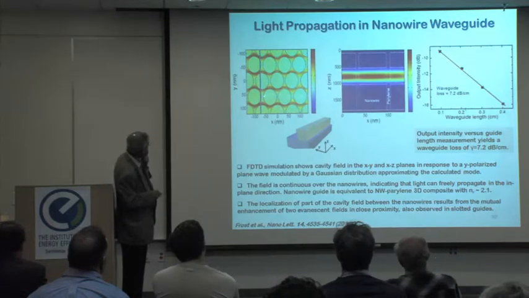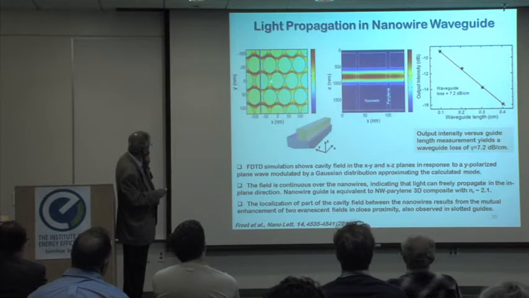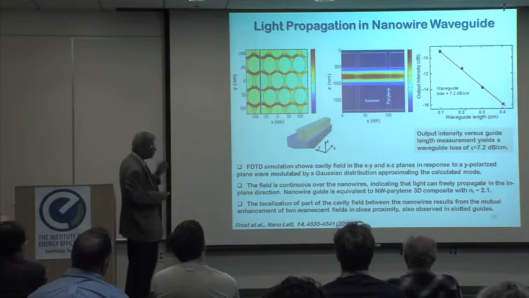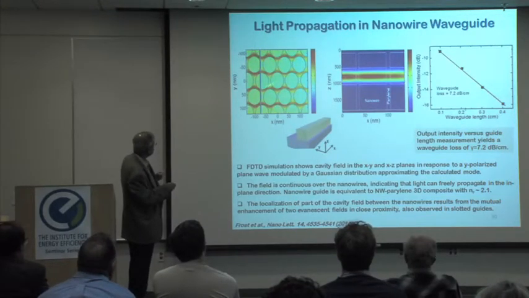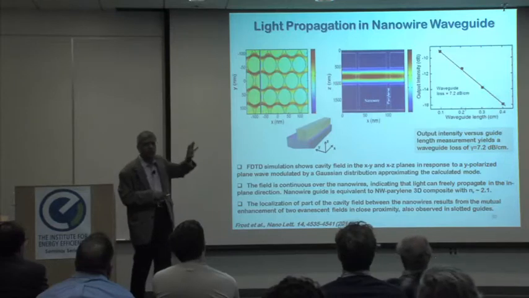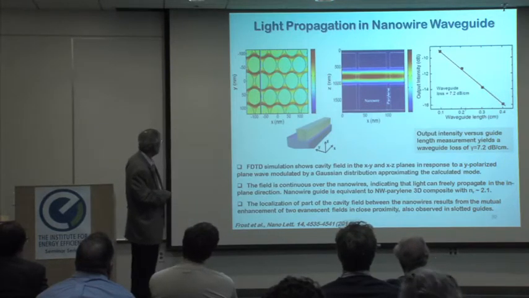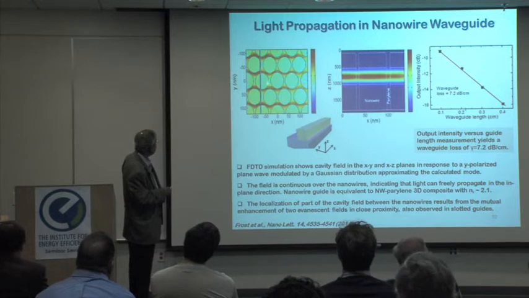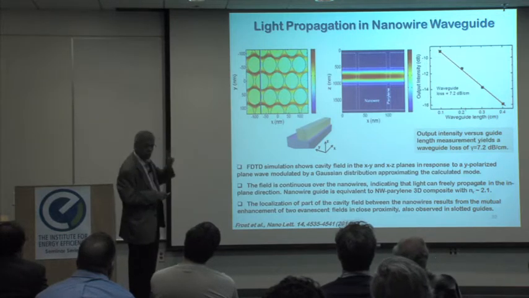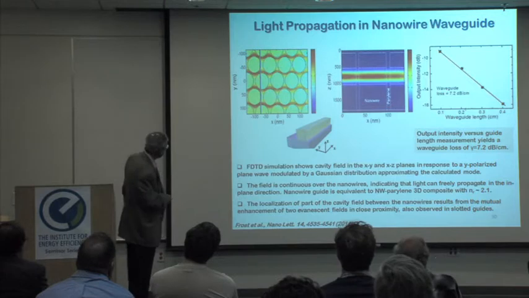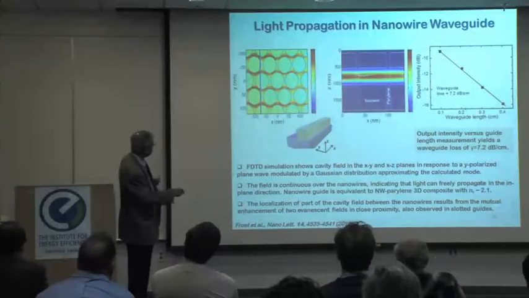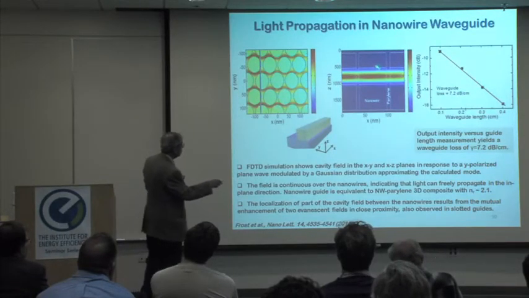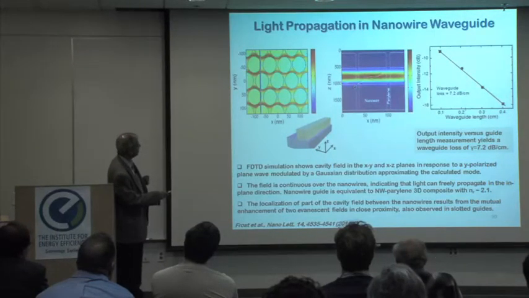Now there are some nuances that you see. You see that most of the energy is in between the nanowires, and this is due to the mutual enhancement of 2 evanescent modes in close proximity in the sub-wavelength space. And this is a well-known phenomenon in slotted waveguides and so on. And the other thing is this gap in this direction, and that is because we launch a Y-polarized wave in this calculation, so that's an artifact of that. But here you see that you do have continuous propagation, there is no blockage in the propagation in this direction.